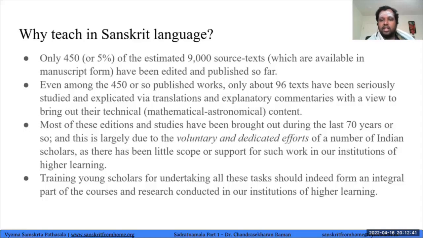Okay, and if there is another question, that I don't know Sanskritam, so how can I start? You are in the right place. Vyoma Samskrita Pathasala offers courses for all levels, from beginner to advanced learners. And I would say the Sanskritam in these texts is not very difficult. For example, they don't use samasas the way Kalidasa does in Raghuvamsha or something like that. They use very simple language.